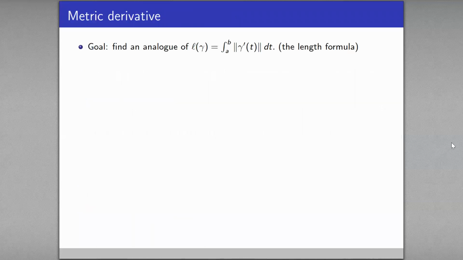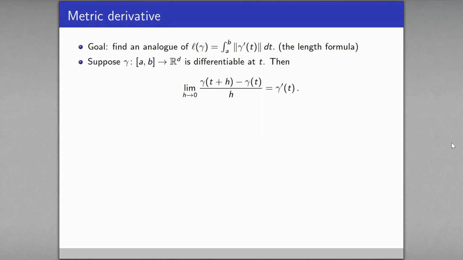Our next goal is to find an analog of the length formula from the Euclidean curves. We had this formula, and it was true if and only if gamma was absolutely continuous, which contains the case of Lipschitz curves. The first thing that we should answer is, what do we replace this with? This is already defined, but how about this?